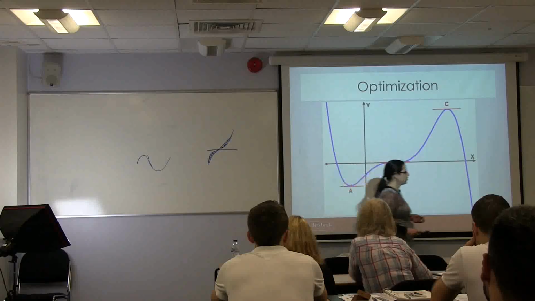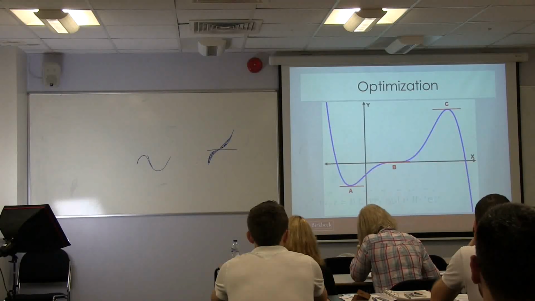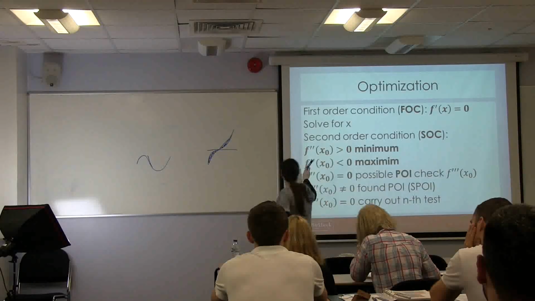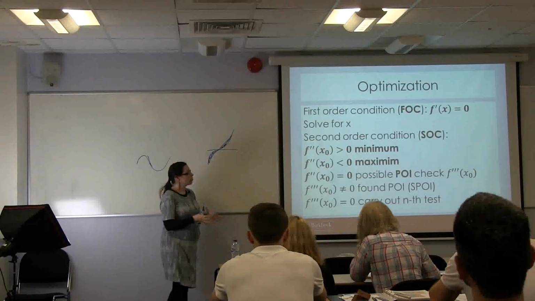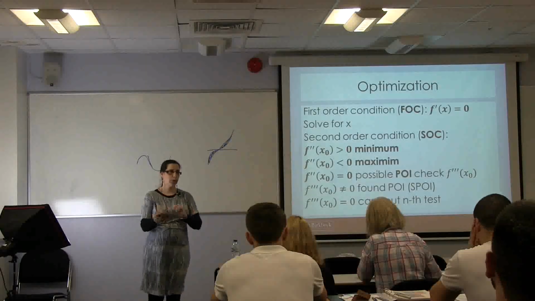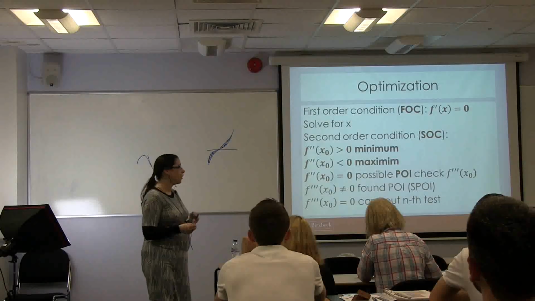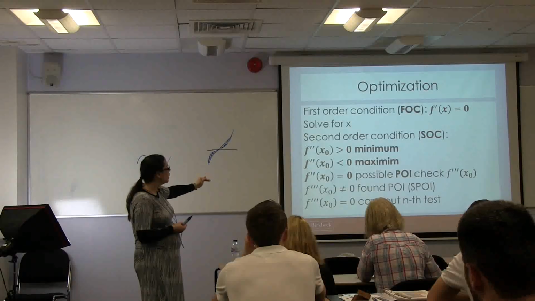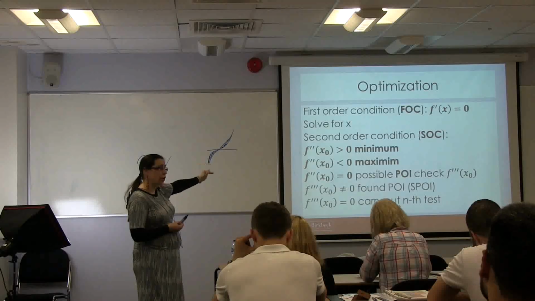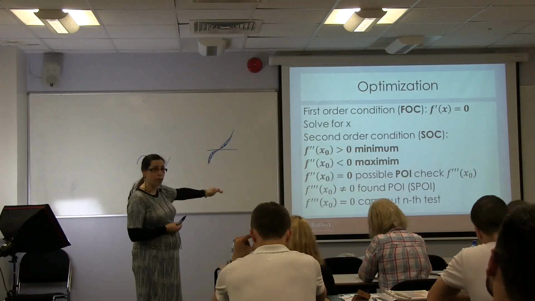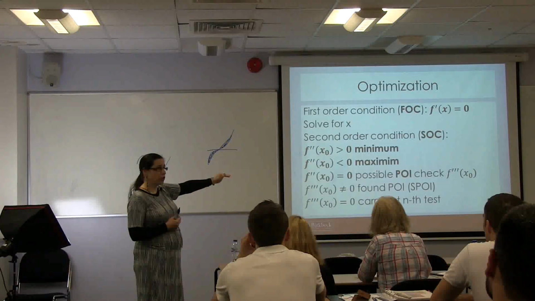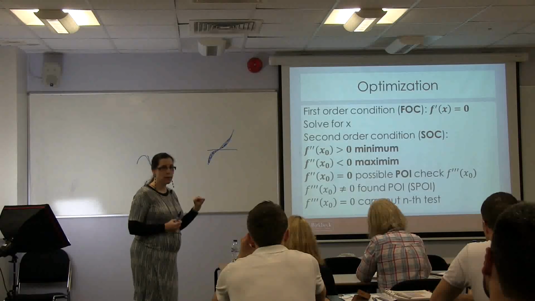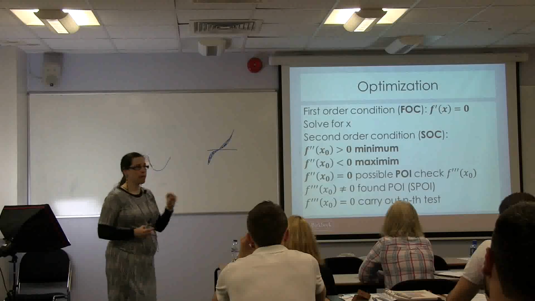The second order condition is basically, depending on whether the second order derivative at that particular point is positive or negative, I found a minimum or a maximum. Okay? And this is a short summary of the algorithm that you have to go through while doing optimization problems. First of all, you take the first order derivative, that's the first order condition, and you set that equal to 0 and solve for x to identify the possibilities of minimum, maximum, and point of inflection.